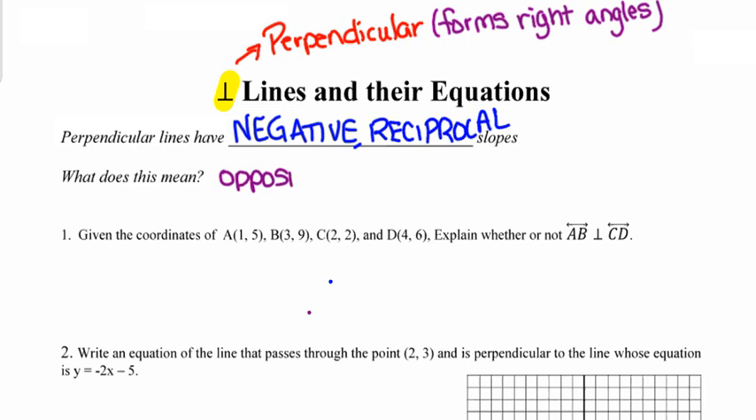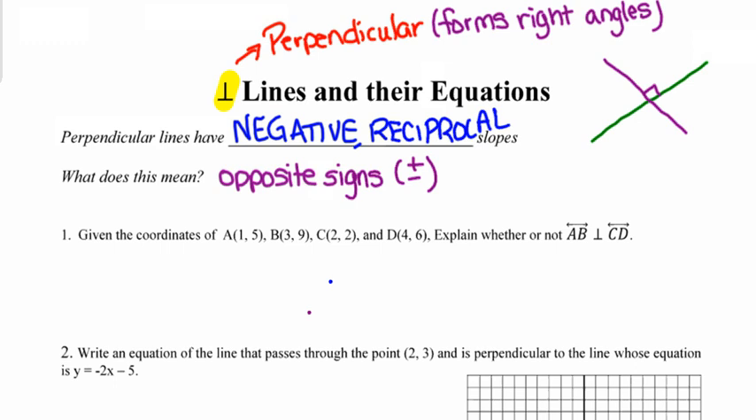So in other words, one of the slopes has to be positive and the other of the slopes has to be negative, which makes sense. If they're going to form right angles and one of them has a positive slope, the other line would have to have a negative slope in order to form that right angle and therefore be perpendicular. So that's the first criteria that has to be met.